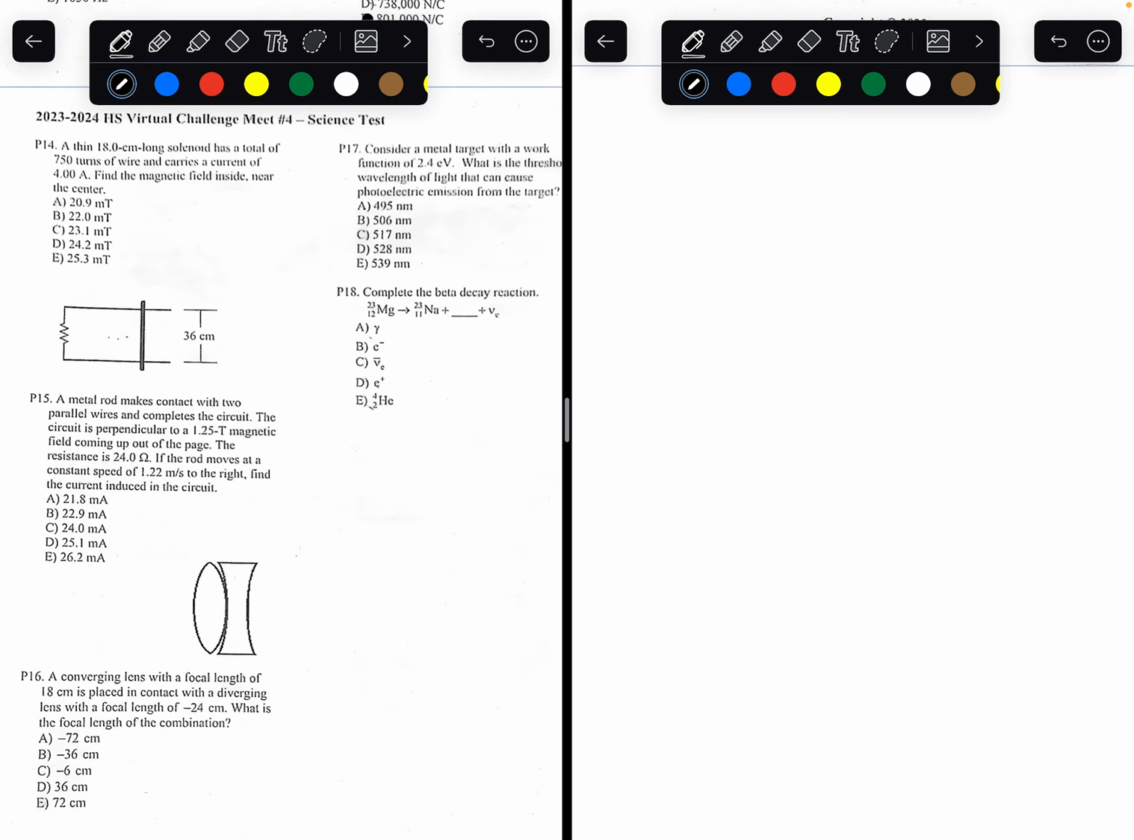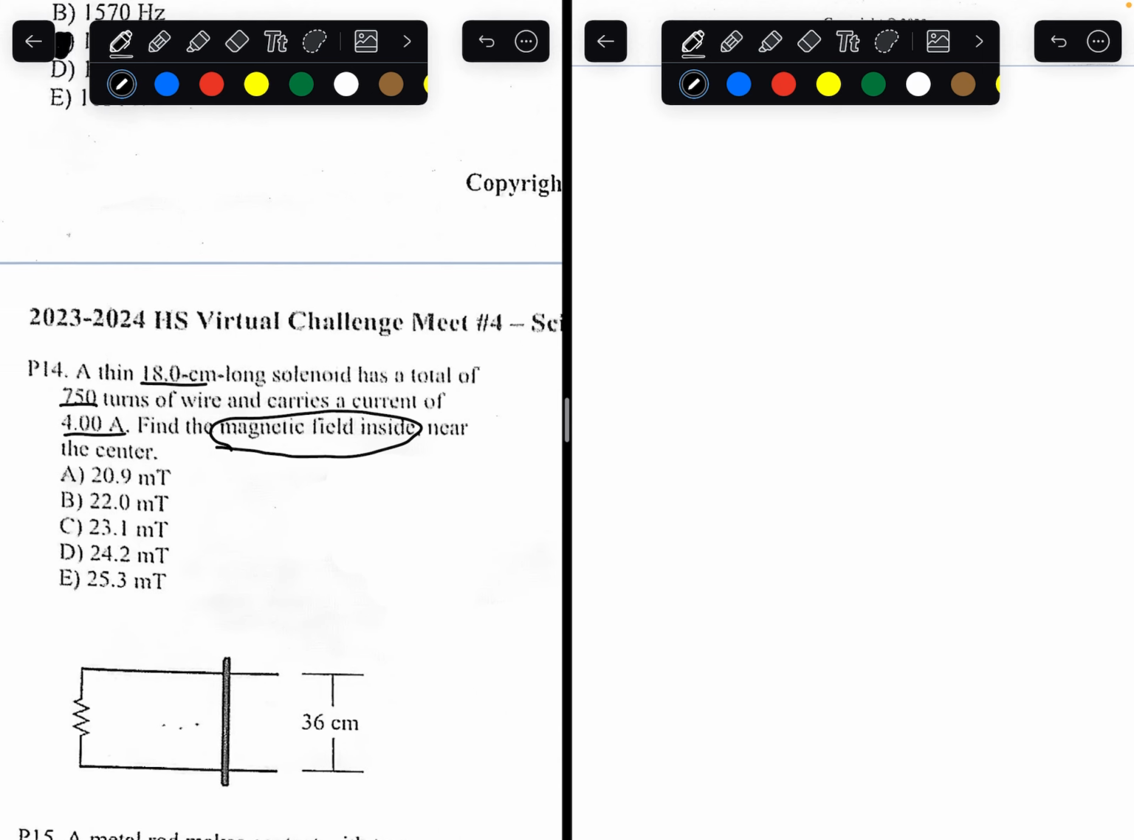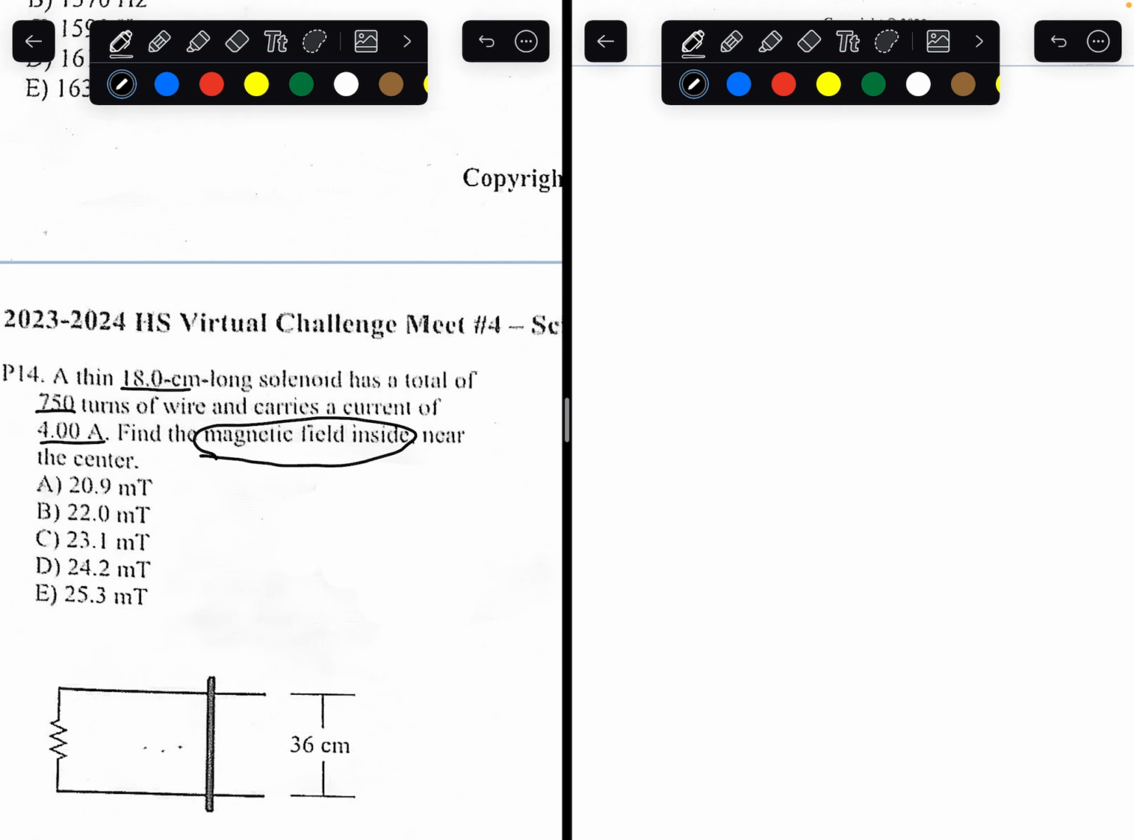Number 14. A thin 18 centimeter long solenoid has a total of 750 turns of wire and carries a current of 4 amps. Find the magnetic field inside near the center. So this is just a variation of Ampere's law. To find the magnetic field inside a solenoid, you would use this formula: permeability of free space times the current times the number of coils divided by the length of the solenoid.